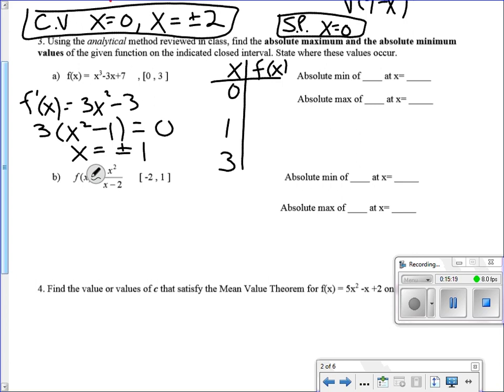So now you just need to plug these into the original function. So if we plug 0 in, 0 cubed minus 3 times 0 plus 7, that's 7. If we plug 1 in, 1 cubed minus 3 times 1, that's negative 2, plus 7, that's 5. And we plug 3 in, we'd have 3 cubed, 27, minus 3 times 3, 9. So that'd be 18, plus 7 is 25.